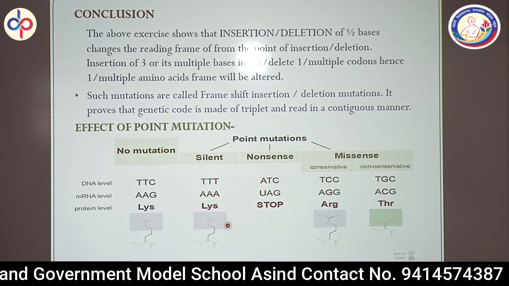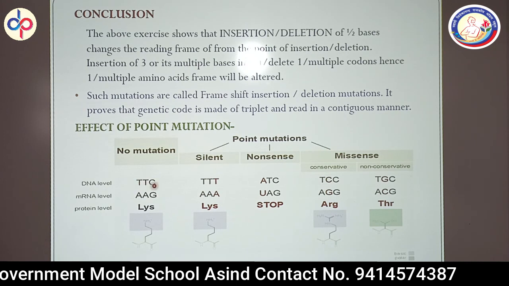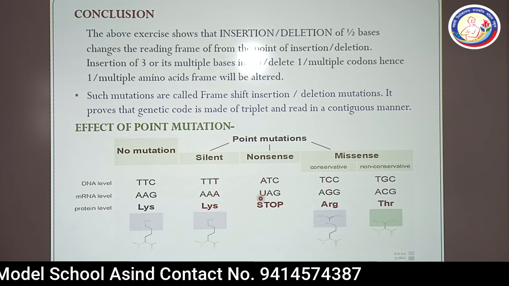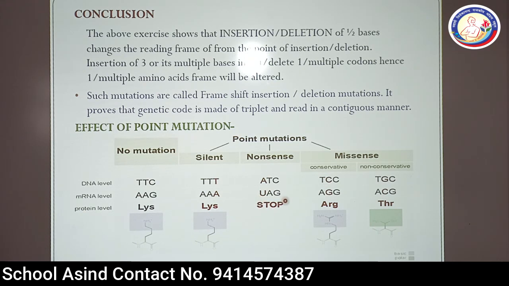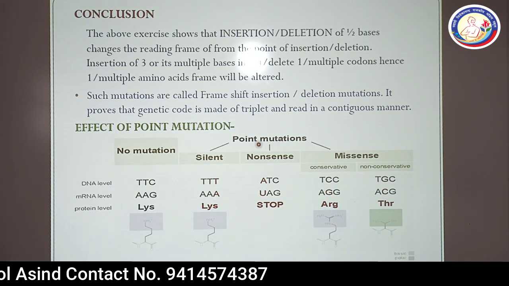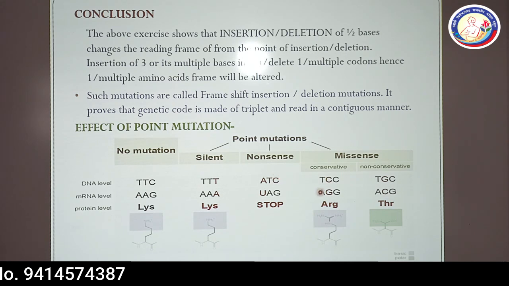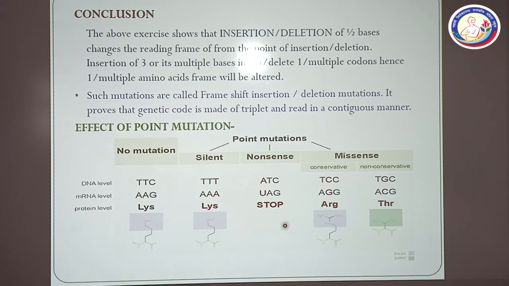And suppose in the TTC the initial T is replaced by A, then it becomes ATC, which will code UAG, that is the stop codon. It is known as a nonsense mutation. Nonsense means it stops the translation, and missense means when it forms an amino acid other than lysine.